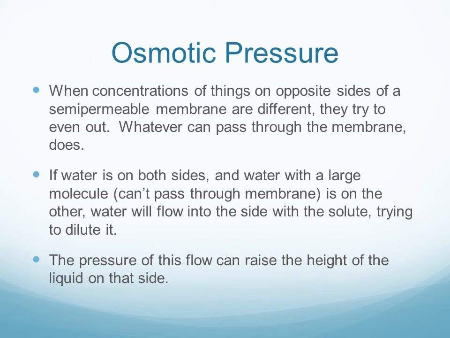If you have water on both sides of a membrane and water with a large molecule on the other side, and the molecule can't pass through, the water will flow into the side that has that large molecule, trying to dilute it and even out the concentrations. And so that will create some pressure. And your textbook has a picture of some liquid level being raised on one side of a semi-permeable membrane because of that pressure.